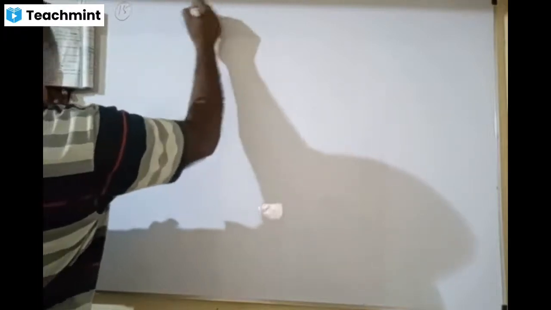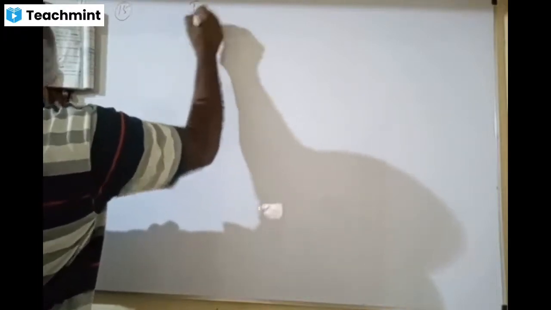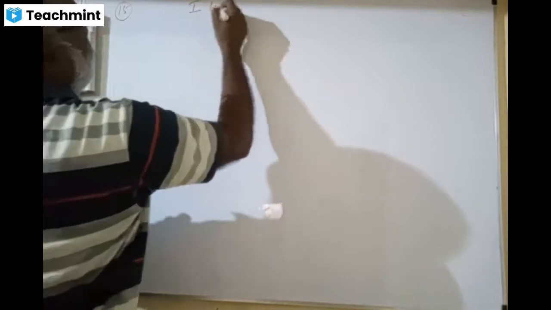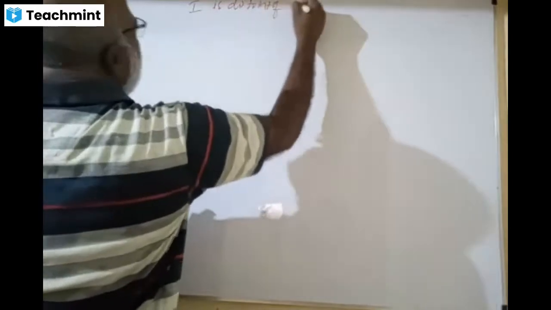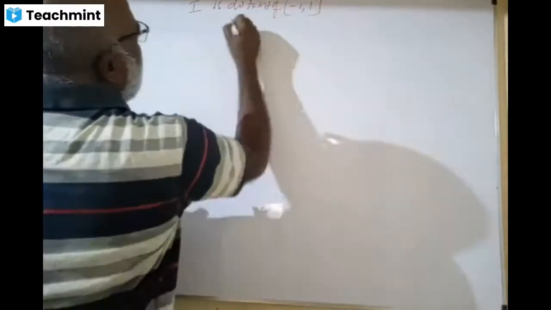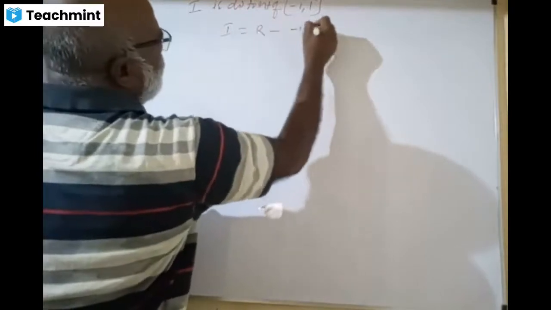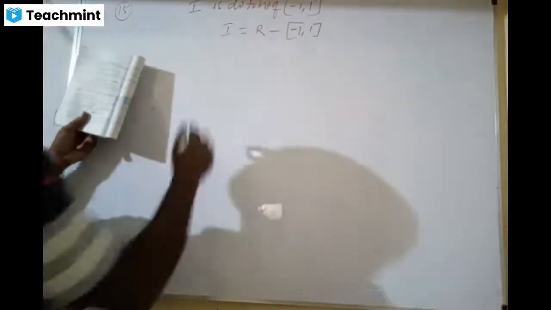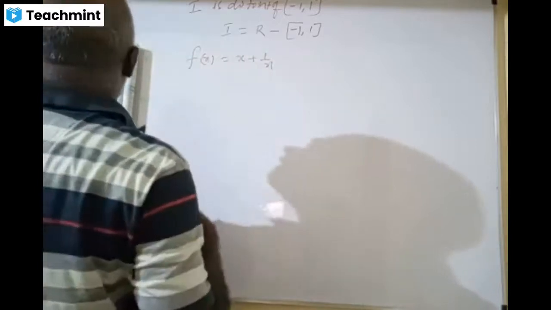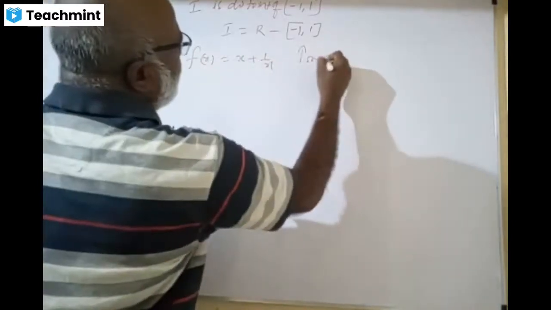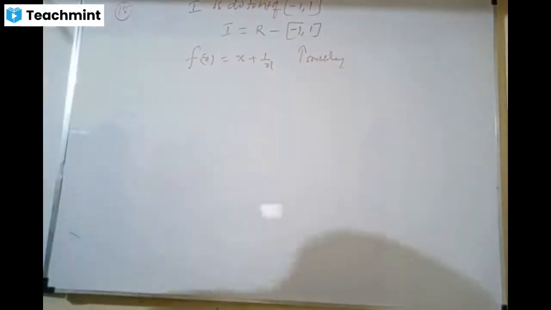15th one, part. Let I be the interval disjoint of -1 to 1. That means I equals R minus the interval -1 to 1. That is the meaning of disjoint. Prove that the function given by f of x equal to x plus 1 by x is strictly increasing.